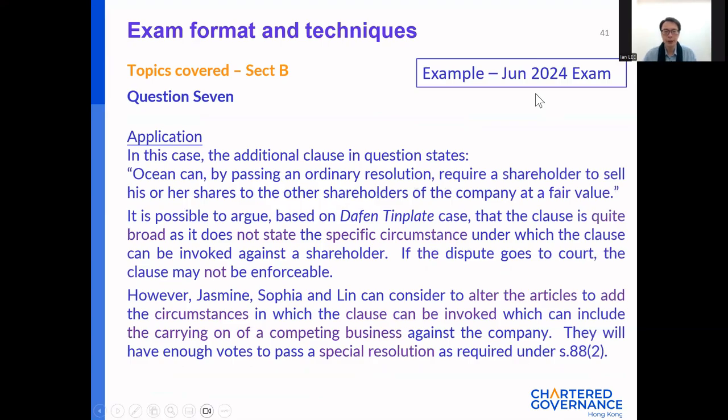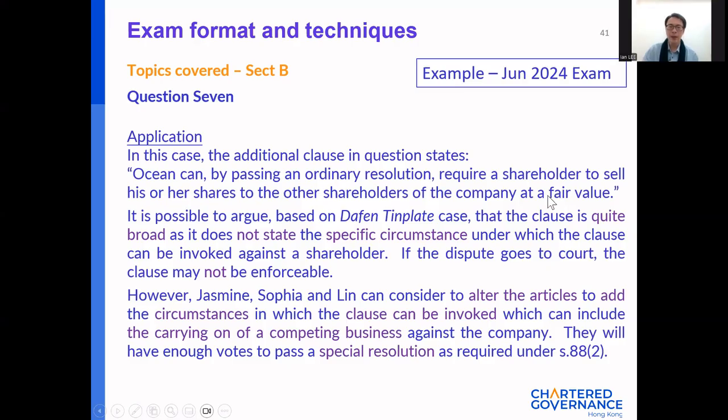Okay, application. So in this case, the additional clause in question, what does it say? Ocean can, by passing an ordinary resolution, require a shareholder to sell his or her shares to the other shareholders of the company at a fair value. Okay, so it's important to look at the actual wording of the clause in our story. You can see there's a threshold requirement. You need more than half the vote. Then you can require that shareholder to sell the shares back to the other shareholders, but at a fair value.